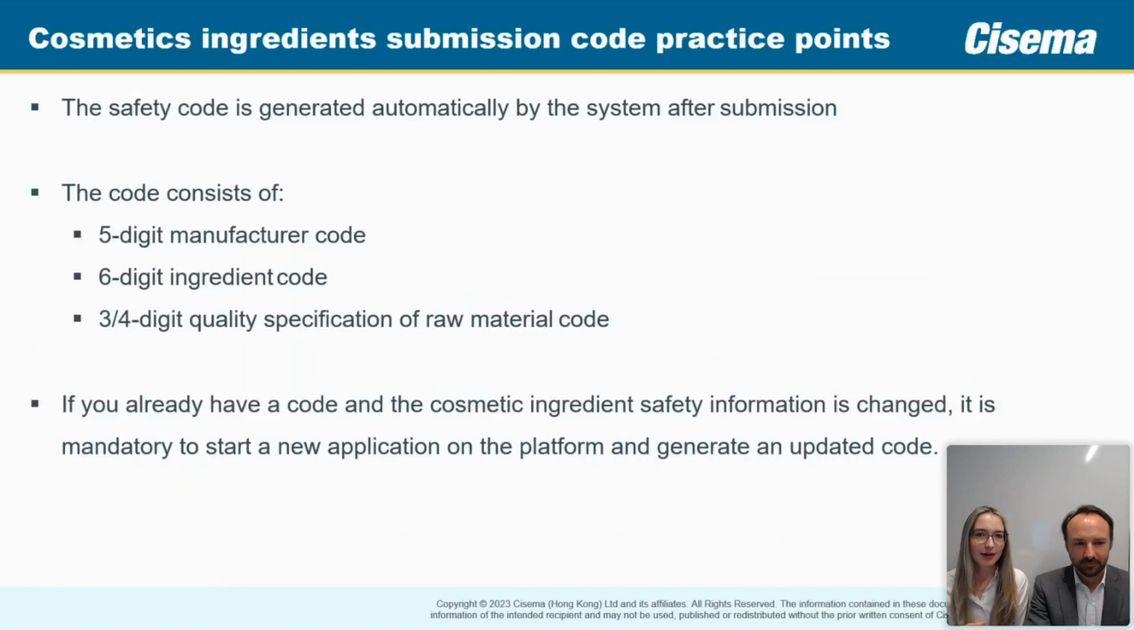If the ingredient is a compound ingredient, the 6-digit ingredient code starts with the digit 1. If it's a single ingredient, it starts with the digit 0. And one other point to note is that if you already have a code, but the cosmetic ingredient safety information changes, it is the ingredient manufacturer's requirement that he starts a new application and applies for a new code, because it's not possible to apply for changes.